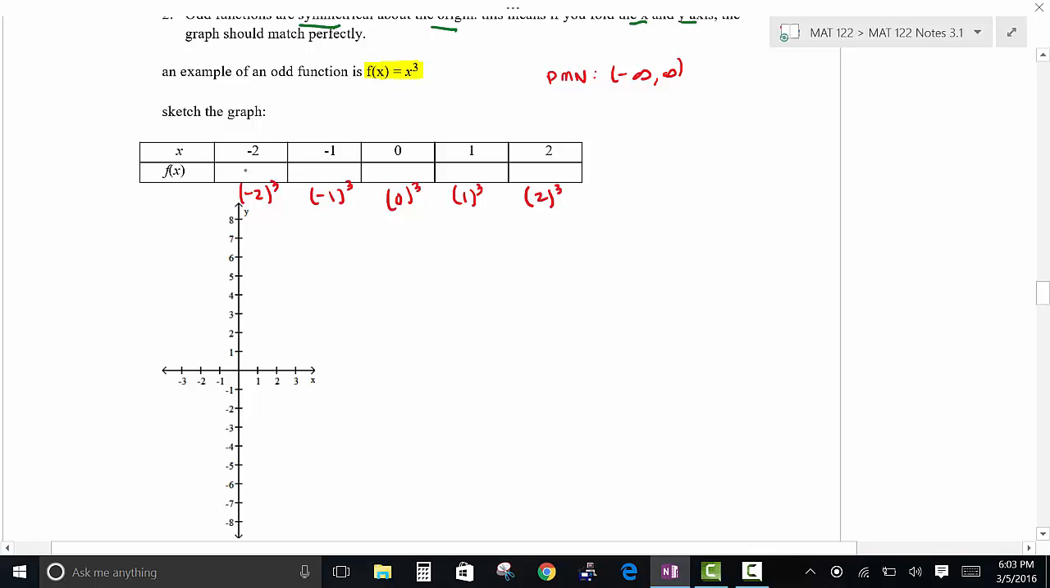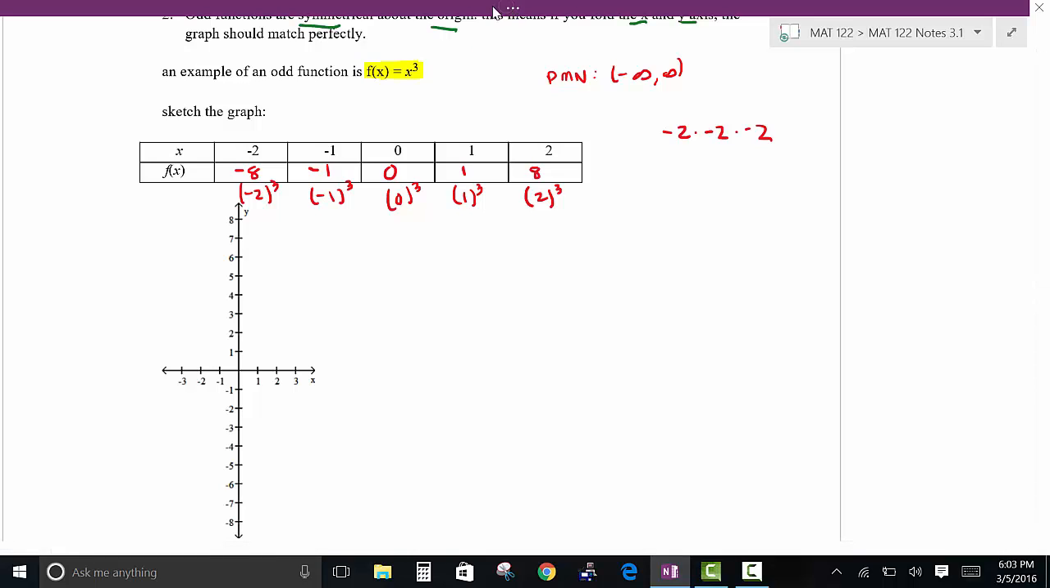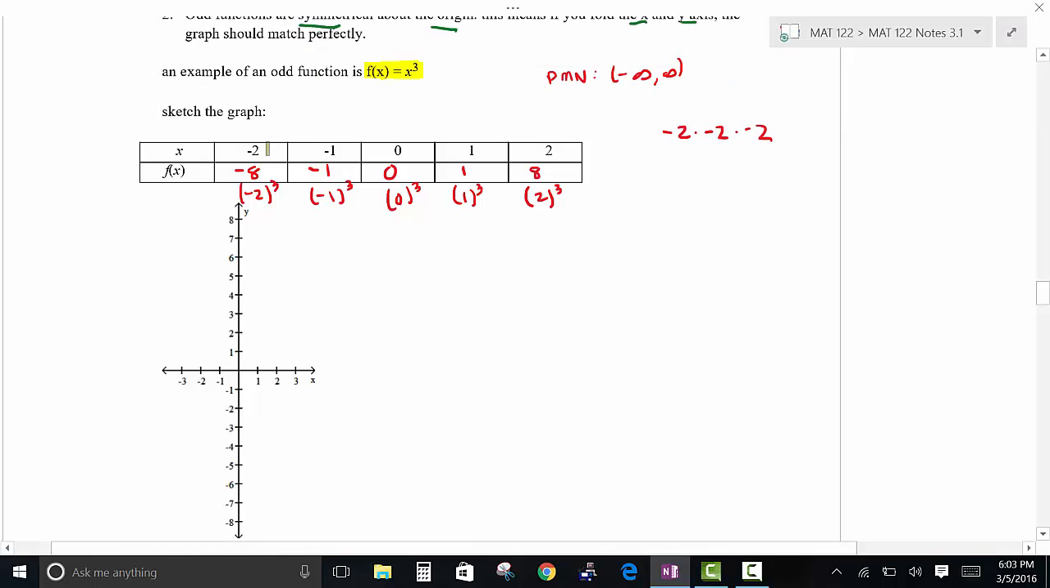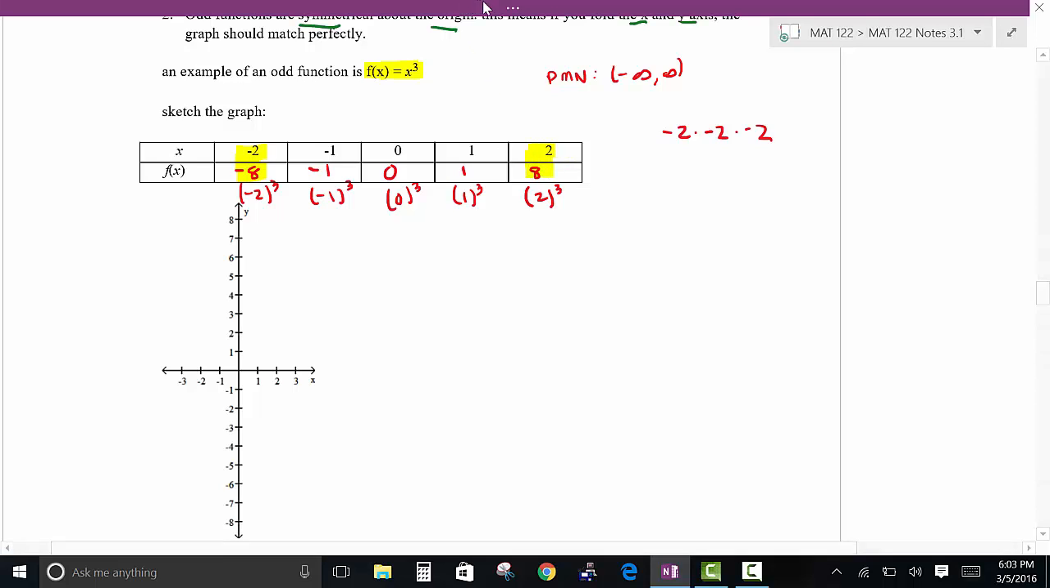So if you work out negative 2 to the third, that's negative 8. Because again, what are you doing? You're multiplying out 3 negatives, so you do get a negative. Then this is negative 1, this is 0, that's positive 1, and that's positive 8. Okay? So if you just look at this, notice how these points go. Those are opposite x's, opposite y's.